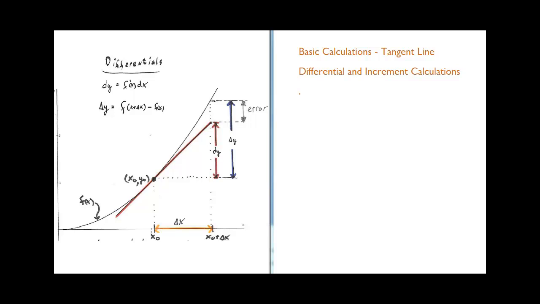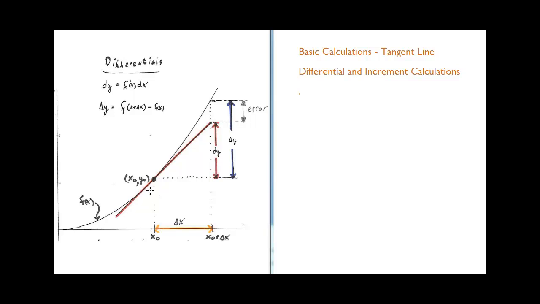Differentials are another aspect of using the slope of the tangent line. Differentials are applied when there's a nominal operating point or a nominal value to the function, such as, say, at x naught, there's a corresponding y naught on the black function here, f of x, and a little chunk of the tangent line is this red line.